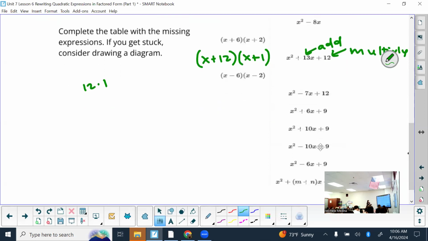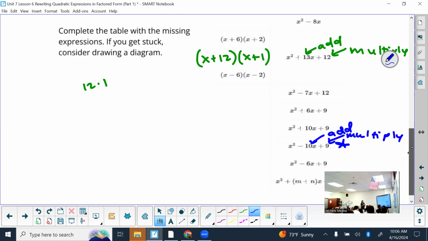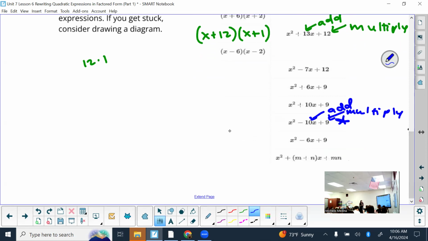Let's look at one with a negative. With this one, think of what two numbers multiply to give you this number, and at the same time add to get you that number. So don't say it out loud yet. There's two numbers that multiply to 9, but at the same time add to -10.